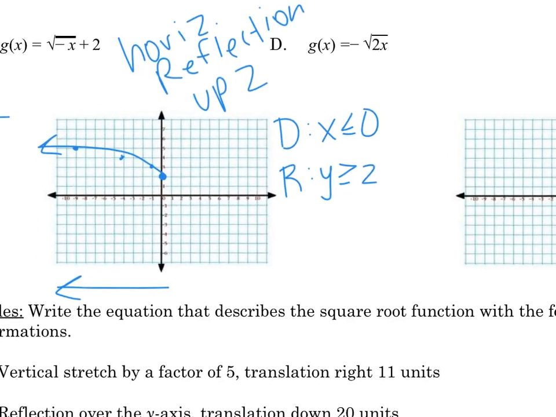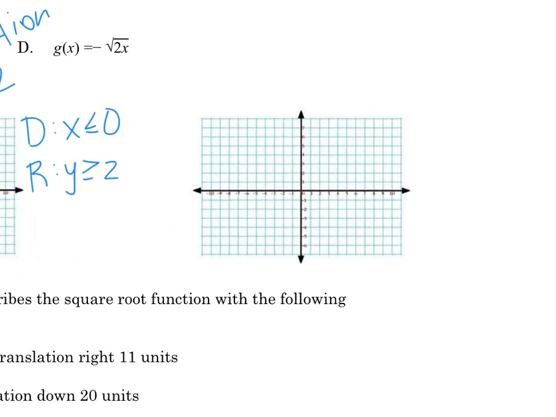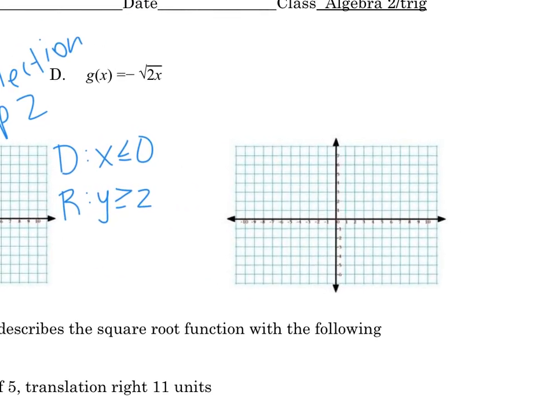Let's scroll over to example D for the last one here. We have 2 transformations we have to deal with. Our first transformation is this negative on the outside. That's going to be a vertical reflection. That's going to move us up and down. I know that anything outside the square root moves me up and down. That's what this negative here will do.